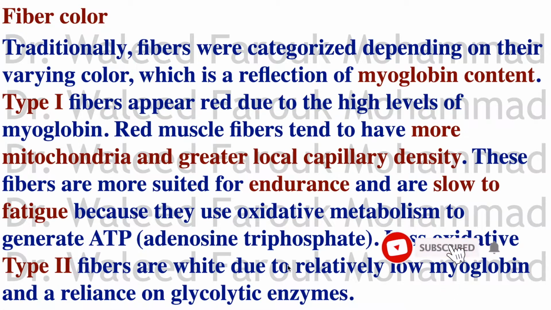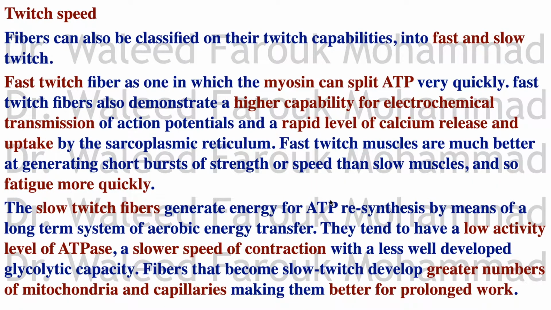Type 2 muscles, on the other hand, are white because they have lower myoglobin content and reliance on the glycolytic enzymes. Now, according to twitch speed, fibers can also be classified on their twitch capabilities into fast twitch and slow twitch muscles.